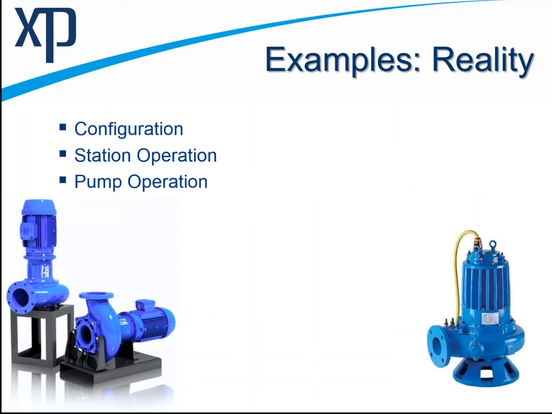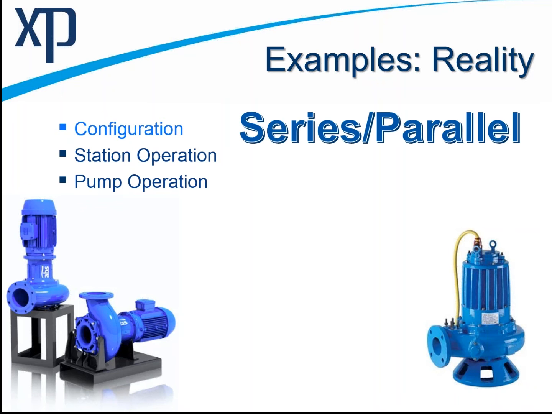Okay, so let's get a little bit deeper into the reality of that. Again, you see on the right there, a submerged centrifugal pump, on the left, a dry centrifugal pump. So configuration: we almost always see our pumps in parallel, meaning one pump is next to the other. When I say series, don't get confused if you have a pump station, or a lift station, that lifts even directly into another lift station. That's still not in series in the concept of how pump curves operate. So when I mean series, I mean pumping directly into the back of another pump.